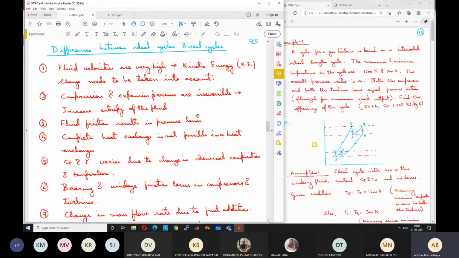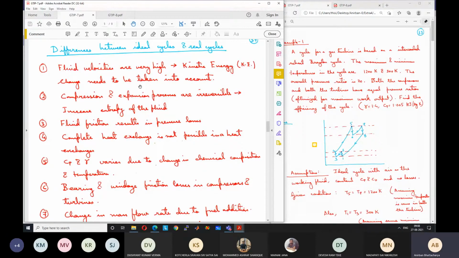The second point is that till now we had considered that the compression in the compressor and the expansion in the turbine are reversible processes. Okay, isentropic processes, reversible adiabatic processes. But in real life, they are not isentropic; they are irreversible. Okay, there is an increase in entropy of the fluid during both the processes. So again, that also needs to be considered. We will see how to consider them. I'm just outlining the differences here.